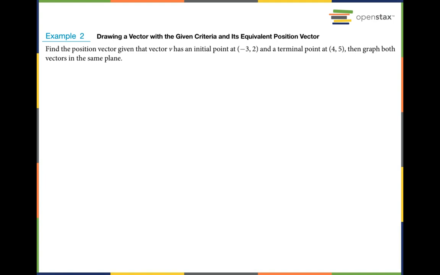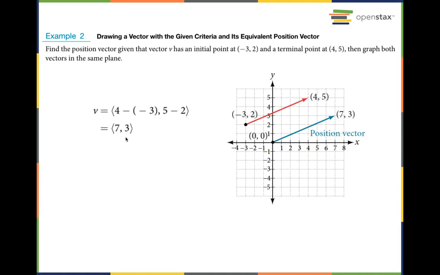So find the position vector given an initial point and a terminal point, and graph both vectors in the same plane. To find the vector, we take the x of the terminal minus the x of the initial, and we get 7. The y of the final minus the y of the initial, we get 3. So here's our position vector, and we can draw them both on the same plane.